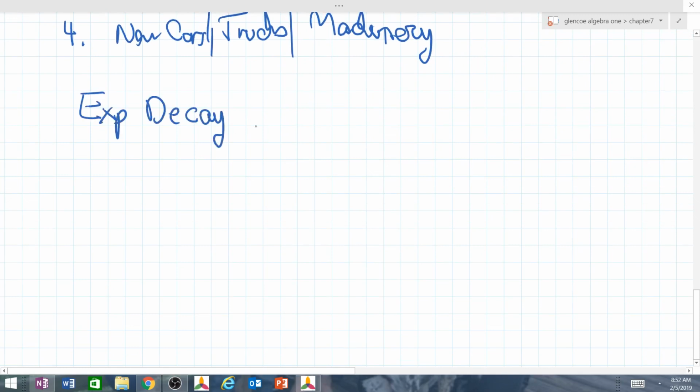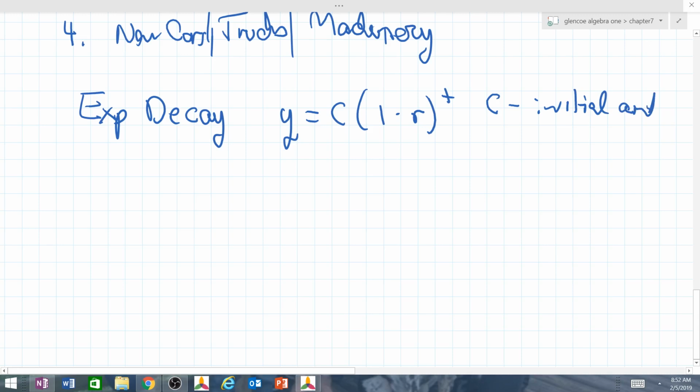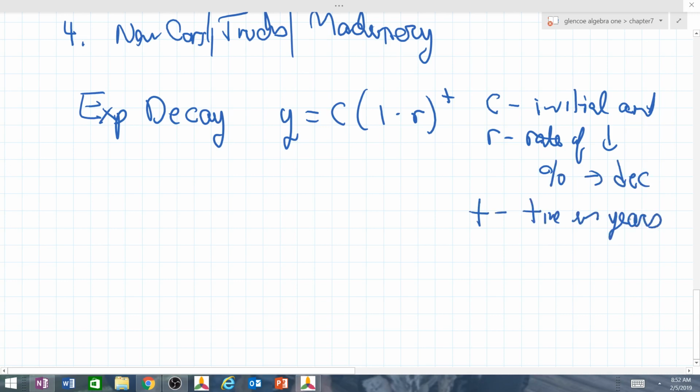The exponential decay formula says y equals c times 1 minus r to the power of t. C is the initial amount. R is the rate of decrease, and you're going to change it from a percentage to a decimal. And T is the time in years. Are y'all with me? Hello? Okay. So let's go ahead and look at this example.